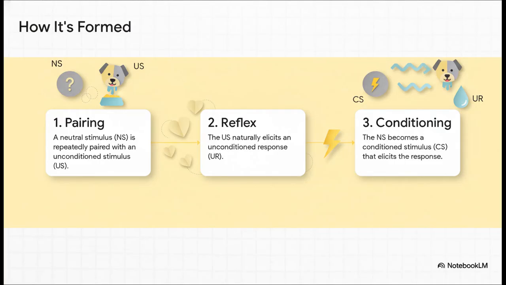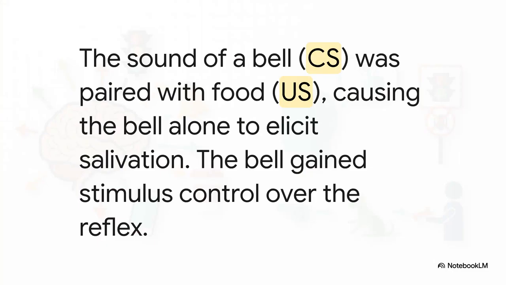So respondent control is all about pairing. It starts with a neutral stimulus, something that doesn't really mean anything to you. That neutral stimulus then gets repeatedly paired with an unconditioned stimulus. That's something that naturally causes a reflex. Over time, what was once neutral becomes a conditioned stimulus, and it becomes capable of triggering that reflex all on its own. The classic example, of course, is Pavlov's dog.